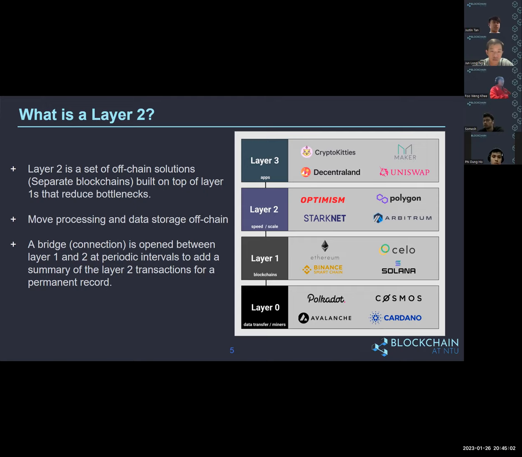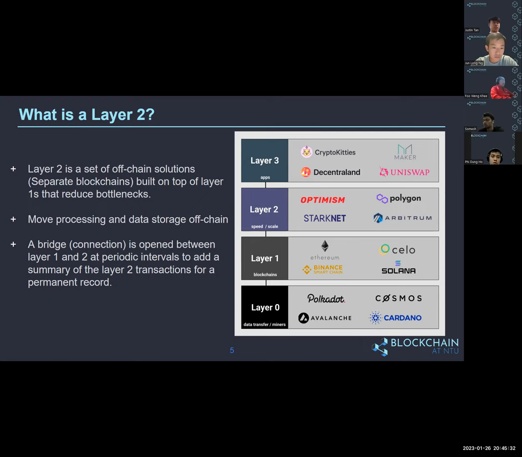So layer two scaling solution actually helps with increasing the capabilities of layer one by handling the transactions off-chain. The two main capabilities that can be improved are transaction speed and transaction throughput. For example, in the old Ethereum, Ethereum 1 can process about 15 transactions per second on its base or main chain layer.